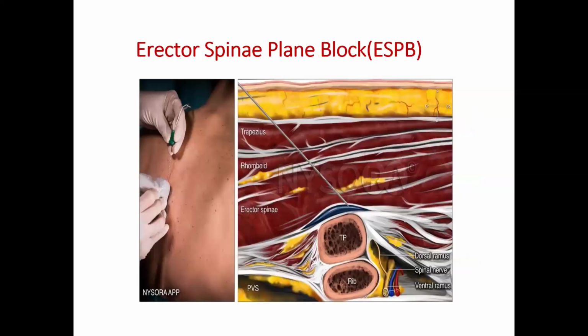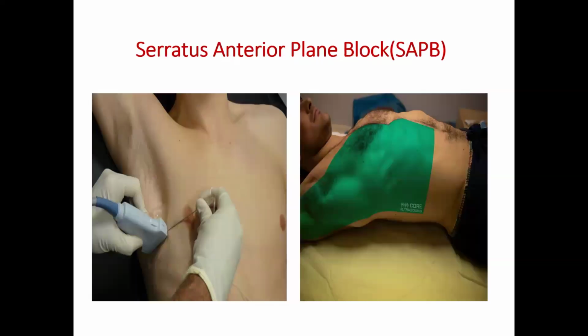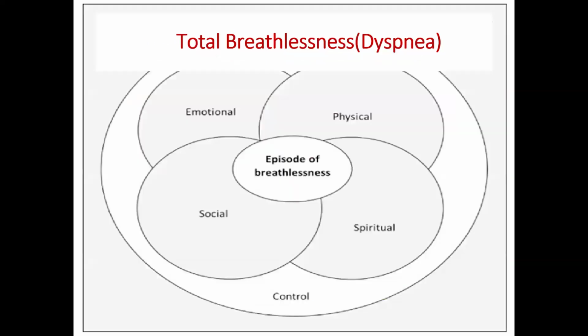Nowadays, we try to go more peripheral and use other peripheral blocks that are safer, such as erector spinae plane block or serratus anterior plane block. And we have a host of other new peripheral blocks available right now. But I just wanted to give you the idea that we're going from central to peripheral.